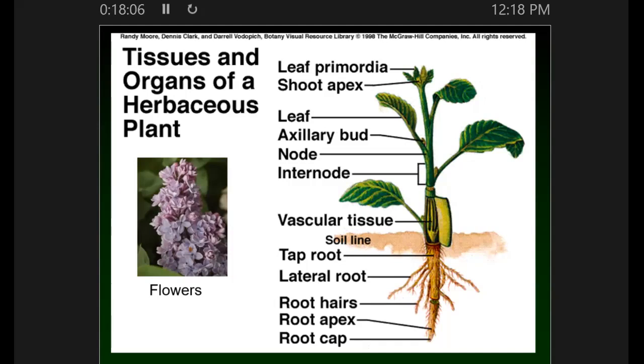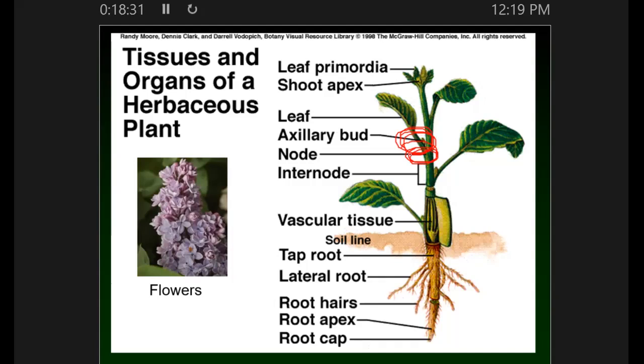We have, of course, the stem tissue. And you can see that they have noted a couple of different spots of the stem tissue. So one, they're pointing to the node. The node is where you see leaves or branches coming off from the main stem. And you also see the so-called axillary bud. So we're going to talk more about the axillary bud.